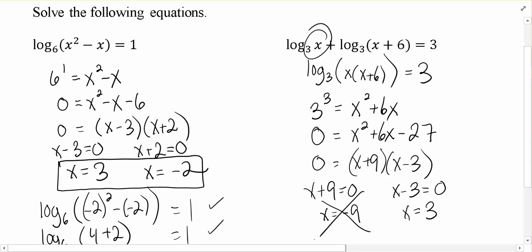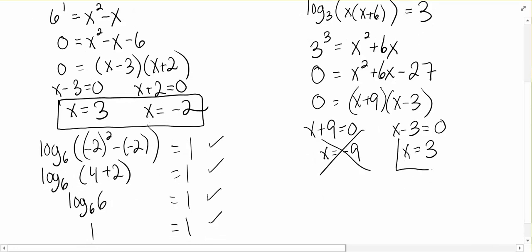So as we saw in the first example, a negative answer isn't a bad problem. It isn't an extraneous solution. The problem is when an argument becomes negative. Now when I plug x equals 3 into the first argument, that's positive. When I plug it into the second argument to get 3 plus 6, that's positive as well. So x equals 3 is perfectly fine.